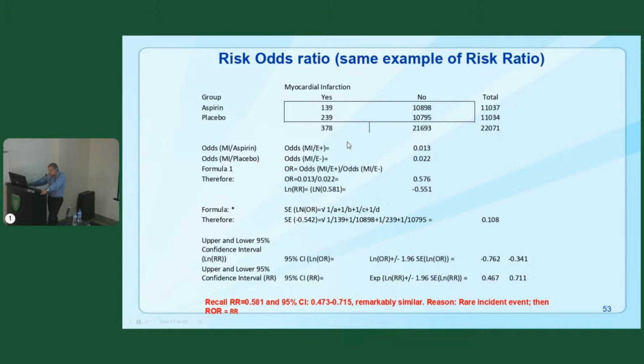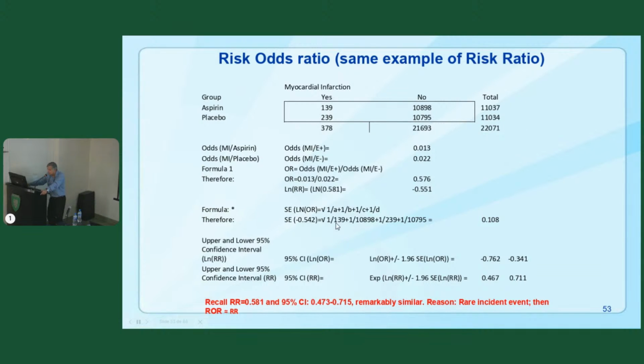But here, what I had was the odds ratio, which is 139 divided by 10,898 and 239 divided by 10,795. Okay, that gives me those two numbers here. And if I take the ratio of these two odds, 0.013 and 0.022, you end up with 0.576, which is very similar to the risk in the aspirin group, the risk of myocardial infarction in the aspirin group divided by the risk in the placebo group.